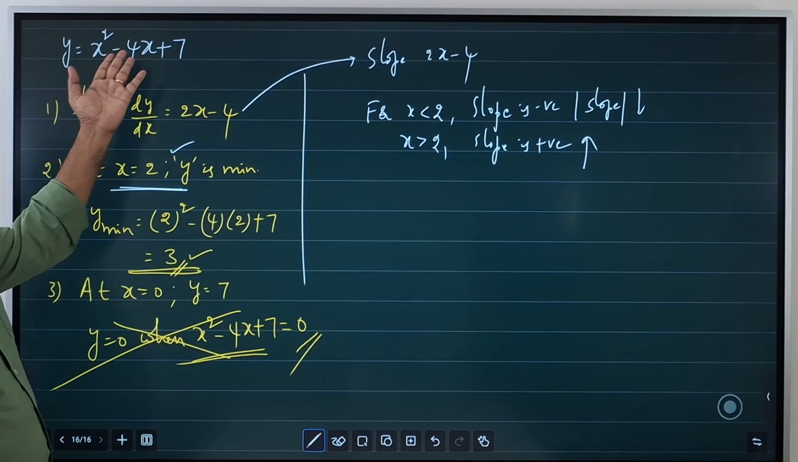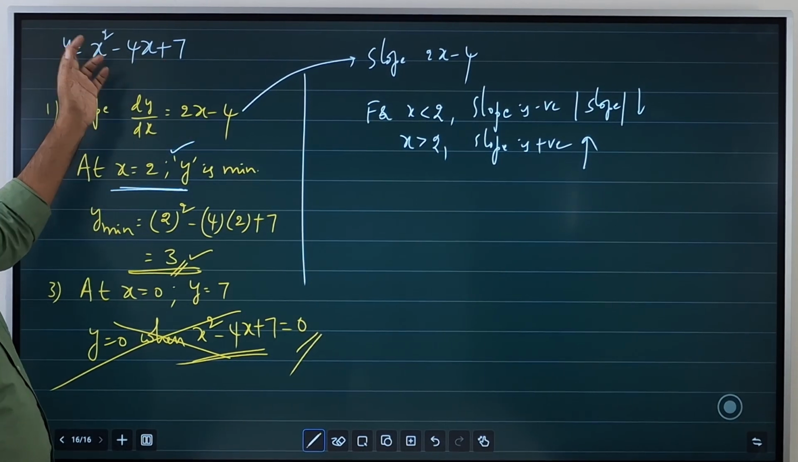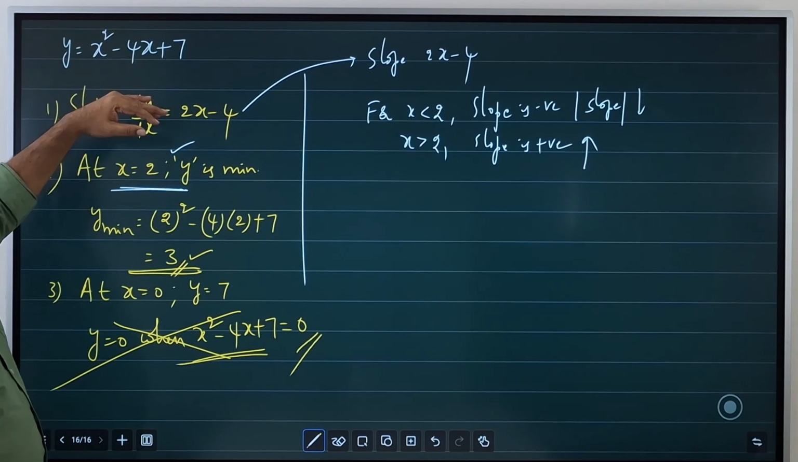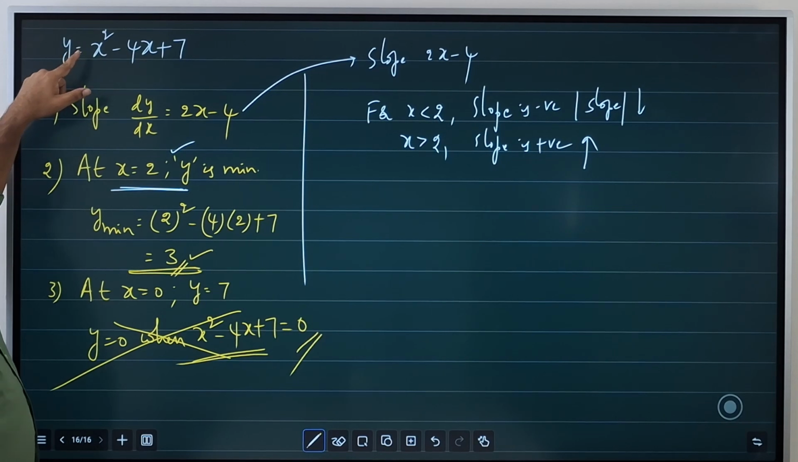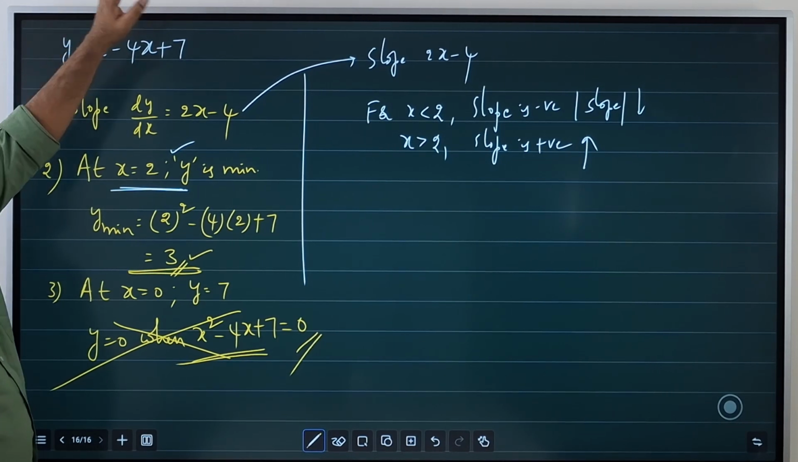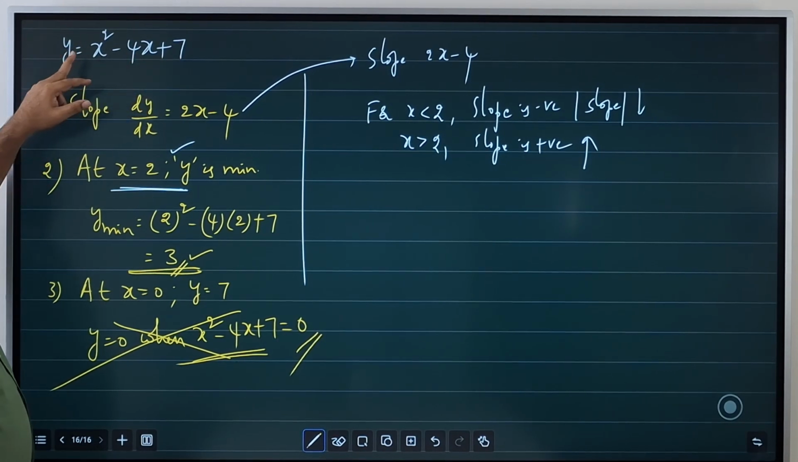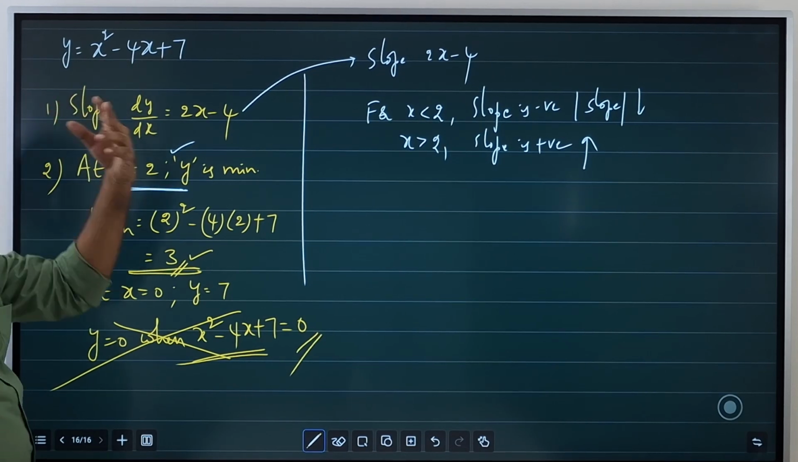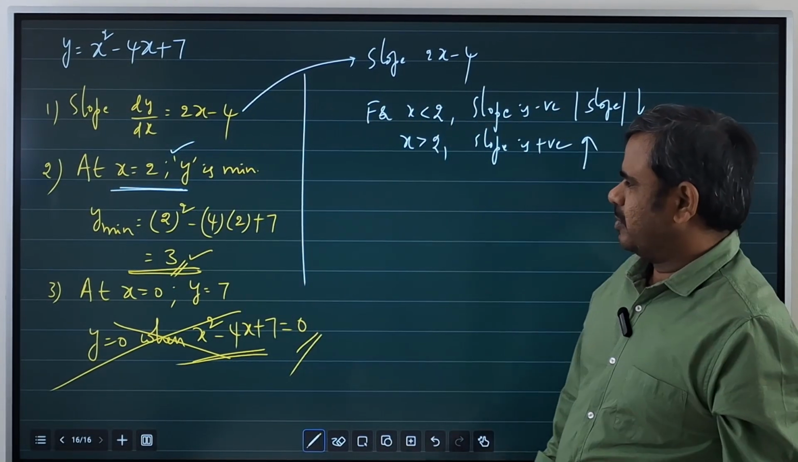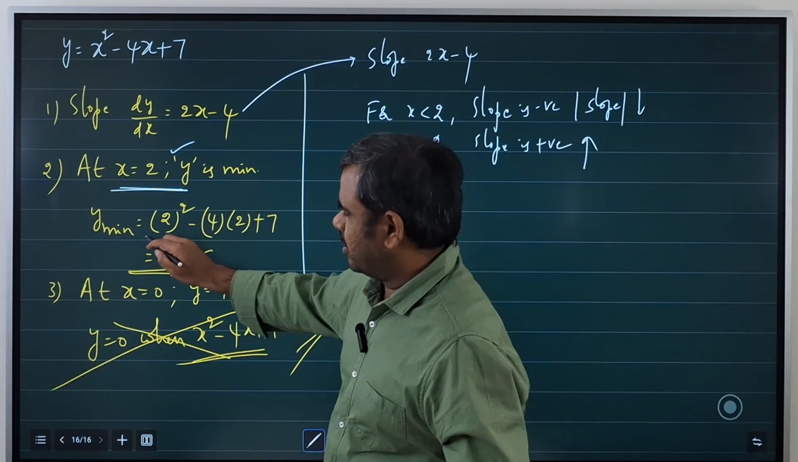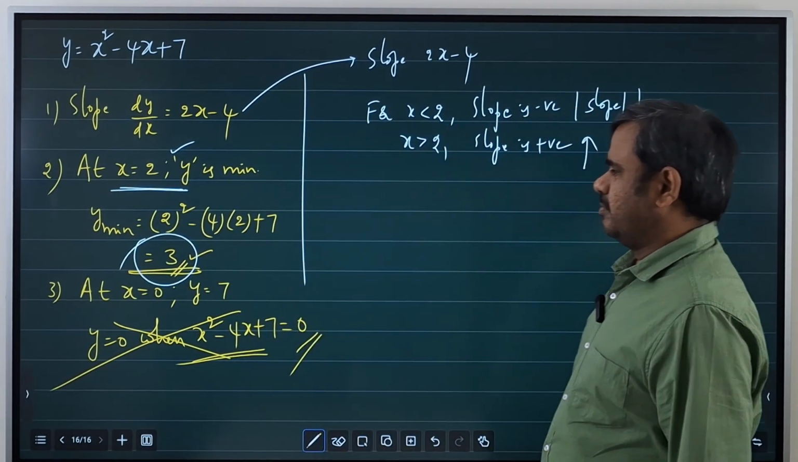As x tends to infinity, y tends to infinity. As x tends to minus infinity, also y tends to plus infinity. Look, x square, this is minus 4x. For large values of x, x square dominates 4x. So y is positive when x becomes large negative values, and also when x becomes large positive values. y never becomes negative. The minimum value of y is 3.